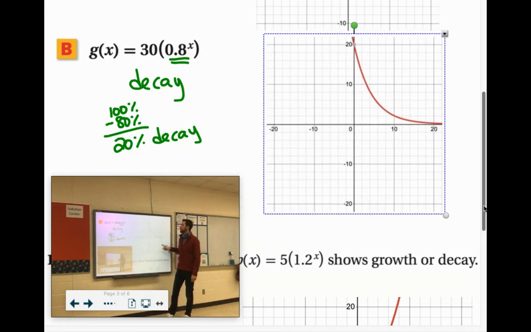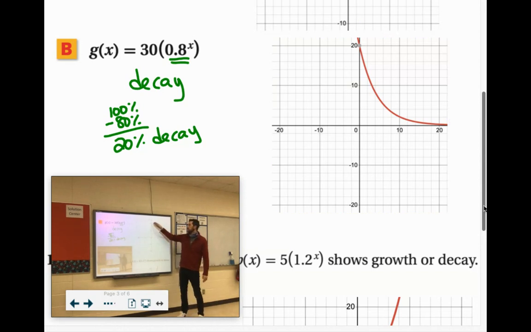So here's what the graph would look like. Starts off nice and high. It's the y-axis at 30, and then it just drops. And you see it gets very, very close to that x-axis, but it'll never touch it.